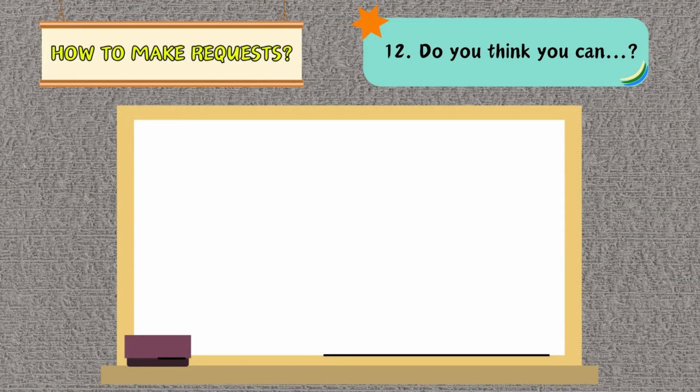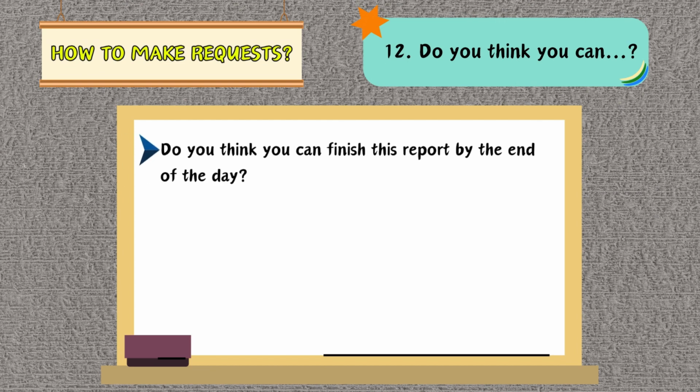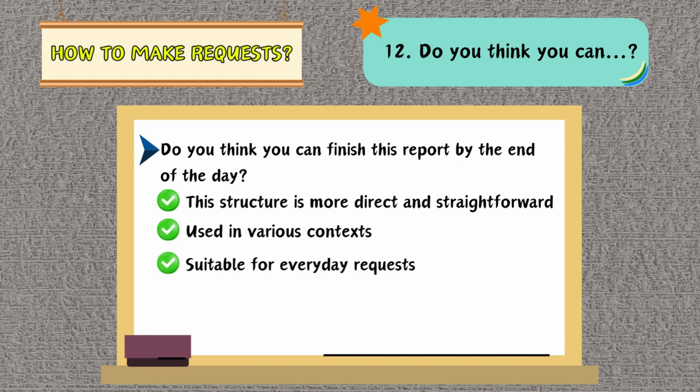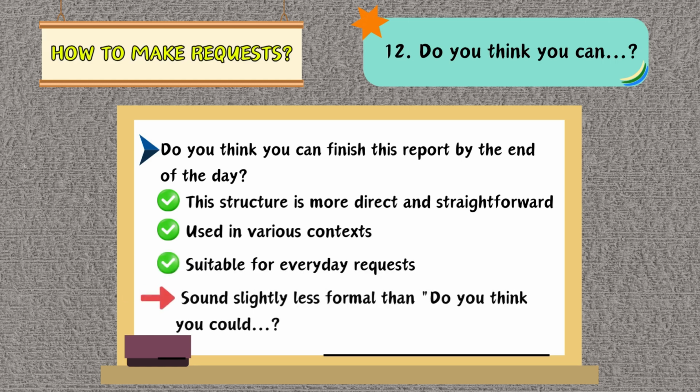Do you think you can. Example: do you think you can finish this report by the end of the day? This structure is more direct and straightforward. It directly asks about the person's capability to complete a task without placing as much emphasis on potential effort or inconvenience. It is versatile and can be used in various contexts, both formal and informal. It is suitable for everyday requests and may sound slightly less formal than do you think you could.